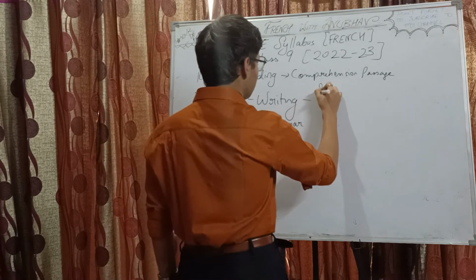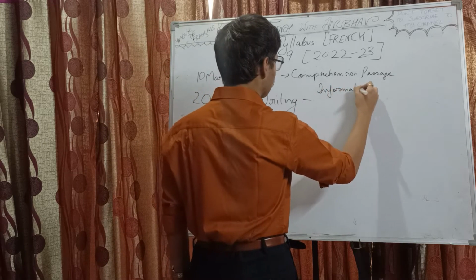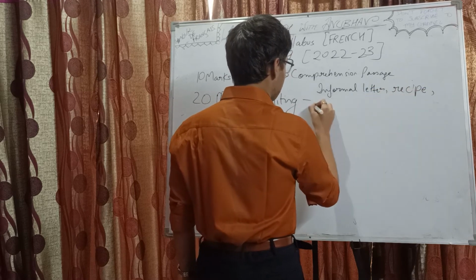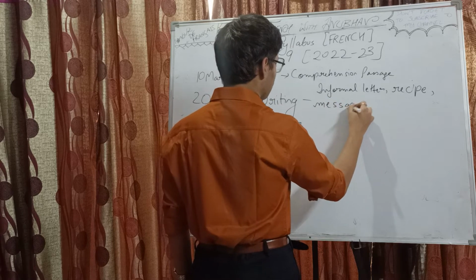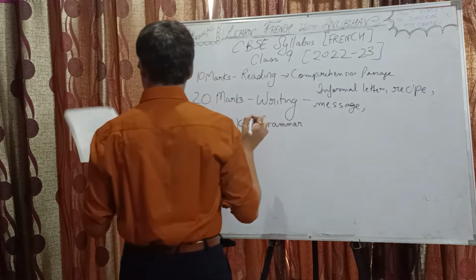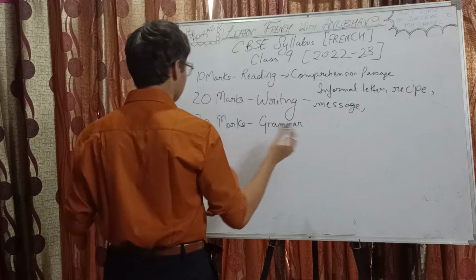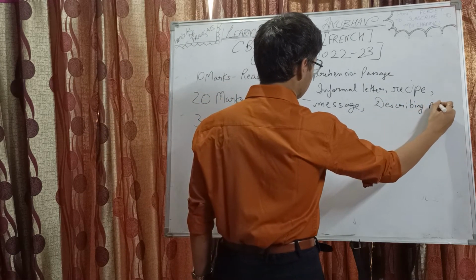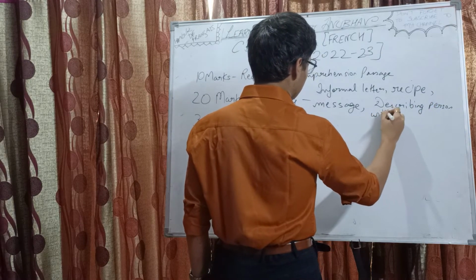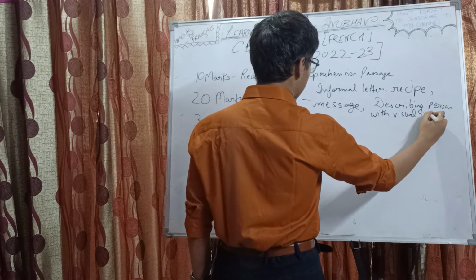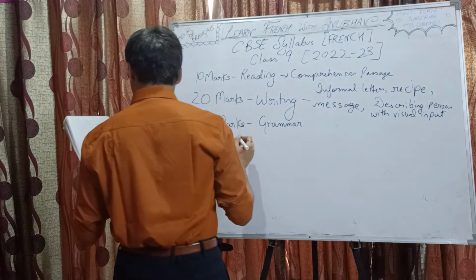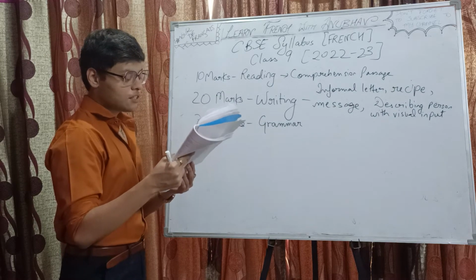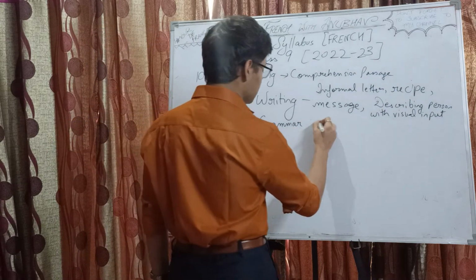In writing we have informal letter, we have recipe, we have message writing, and we also have, what can we call it, description of a person, describing a person, with visual input. Fine. For grammar, first thing which we have is demonstrative adjectives, les adjectifs démonstratifs.